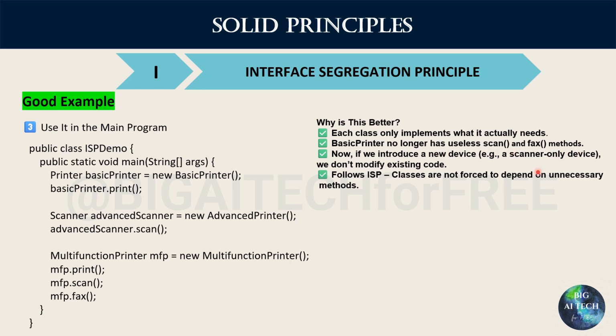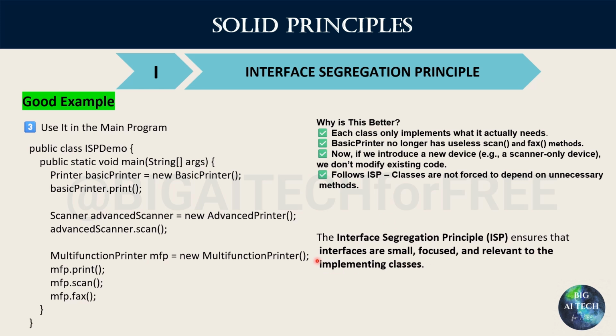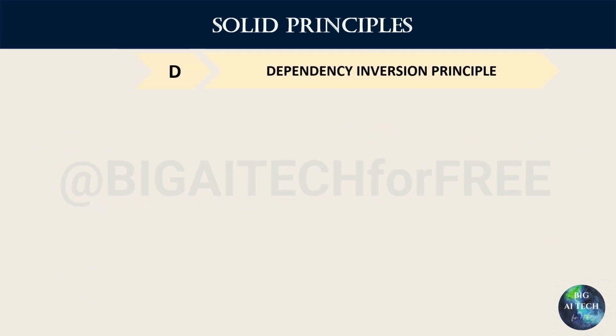Now, if we introduce a new device, a scanner only device, we don't modify existing code. Similarly, if we have a fax only device, it can implement only fax. So we don't need to modify any existing classes. So following ISP, classes are not forced to depend on unnecessary methods here. To give a conclusion, to recap, the ISP ensures that interfaces are small, focused, and relevant to the implementing classes, right? Last, dependency inversion principle.